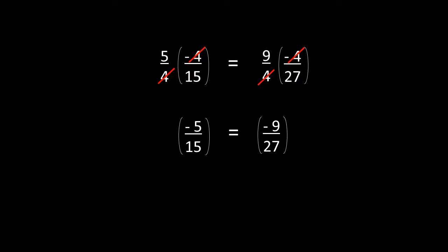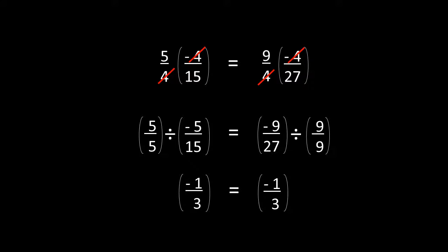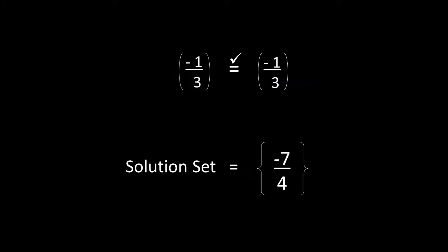Next step is to convert these terms into their lowest terms. The left side of the equation will be divided by 5 over 5, and the right side will be divided by 9 over 9. And we get the answer of -1/3 is equal to -1/3. So, since we arrive at the same answer, then we can say that -7/4 is really the solution set of (x + 3)/(x - 2) = (x + 4)/(x - 5).